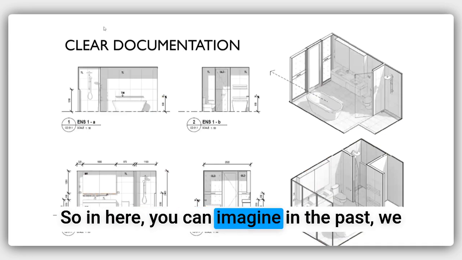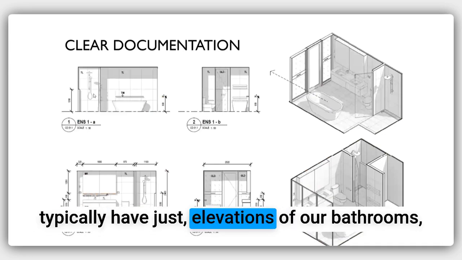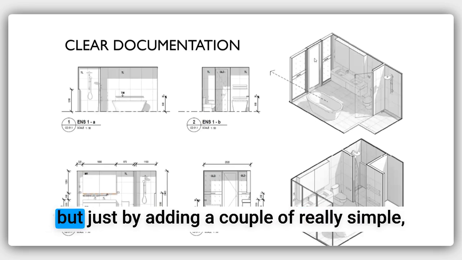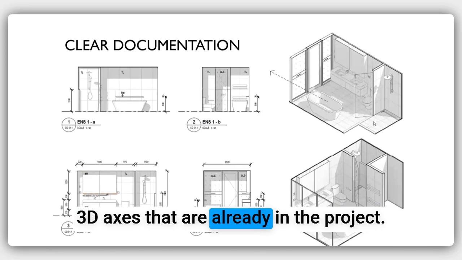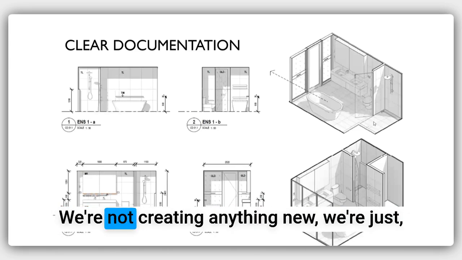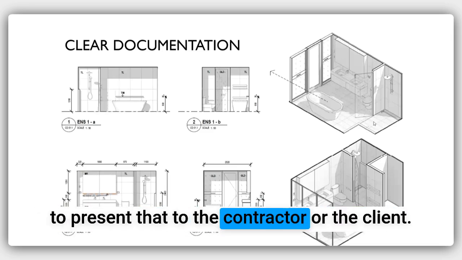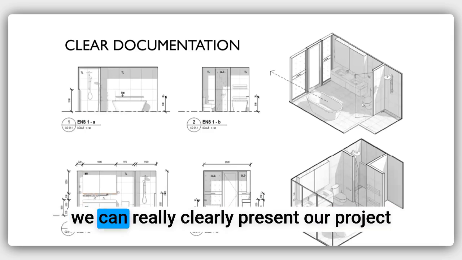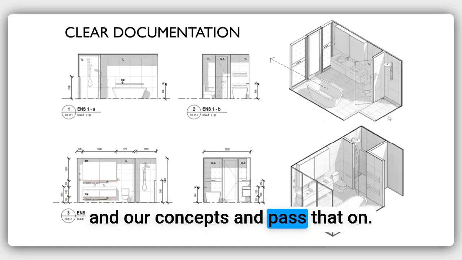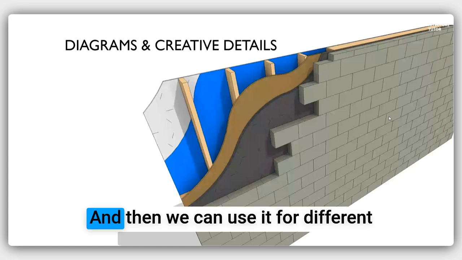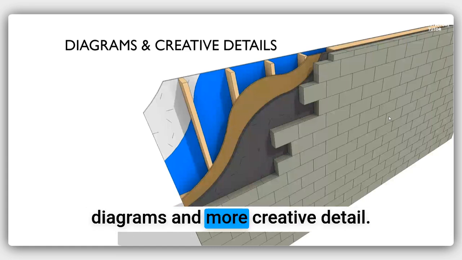So in here, you can imagine in the past, we typically have just elevations of our bathrooms, but just by adding a couple really simple 3D axes that are already in the project, we're not creating anything new. We're just selecting or slicing the project in a different way to present that to the contractor or the client. We can really clearly present our project and our concepts and pass that on. And then we can use it for different diagrams and more creative details.